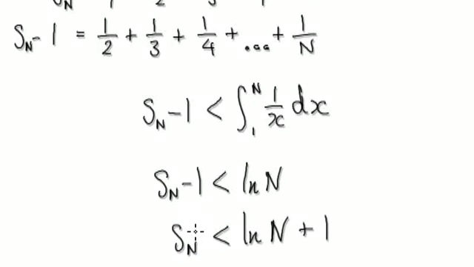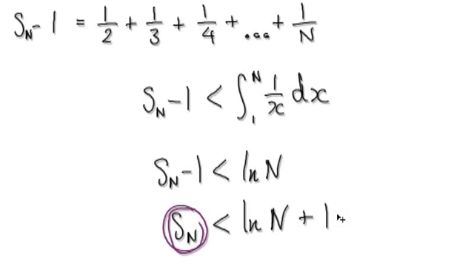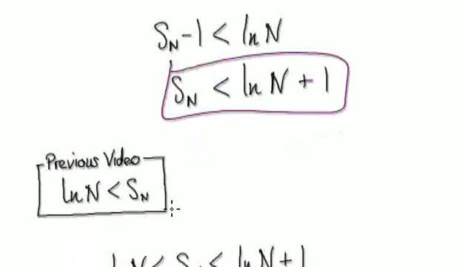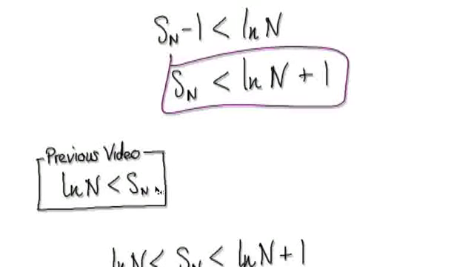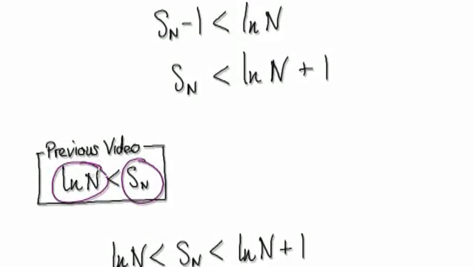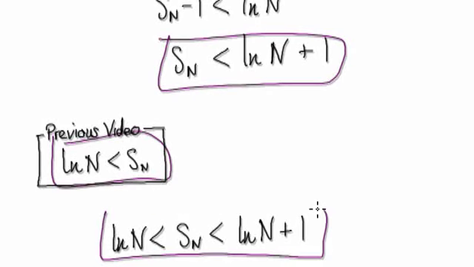So you summing up the first n terms would be less than the natural log of n plus 1. So basically we are here now. And in the previous video, we've shown that Sn is greater than the natural log of n. So now you can put the two together. In this video we've established this, in the previous video we've established this, so now we can deduce this.